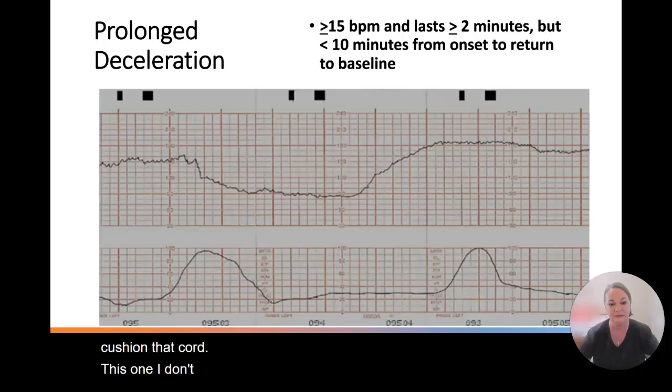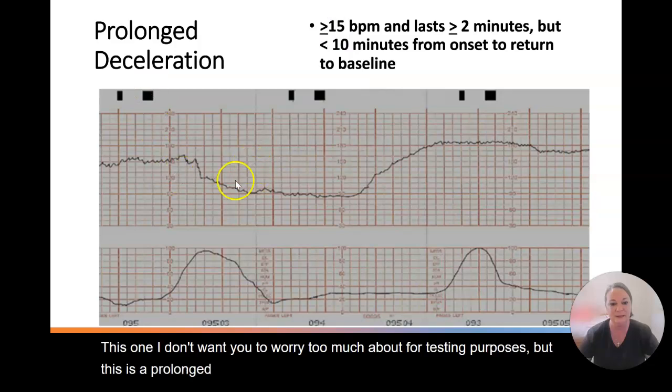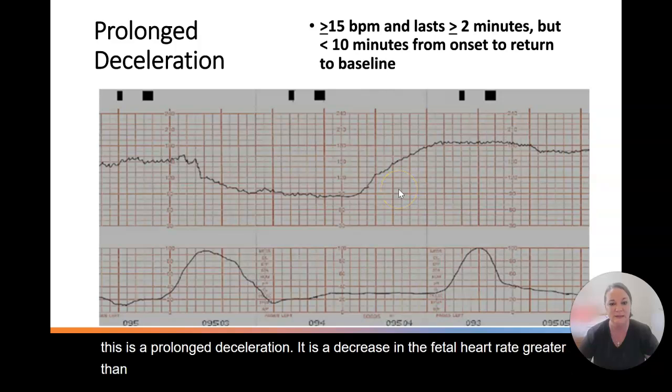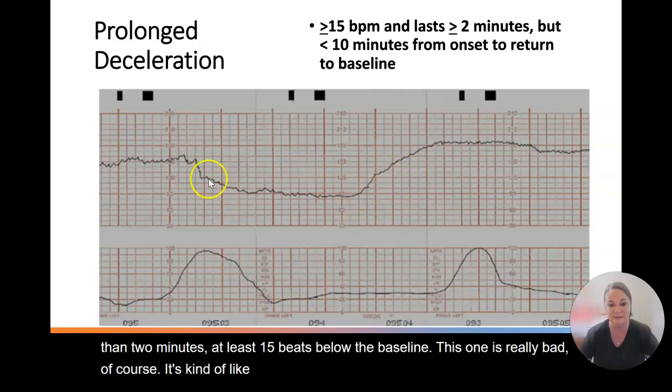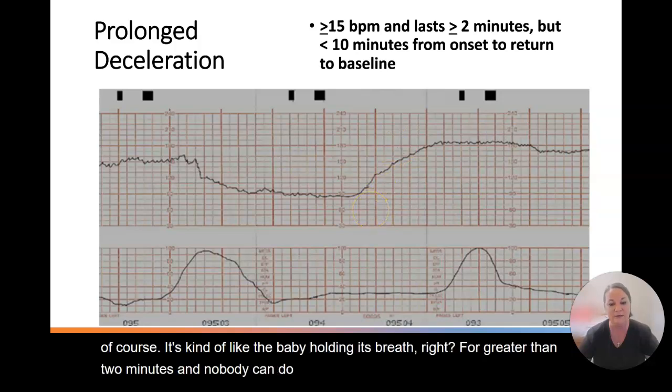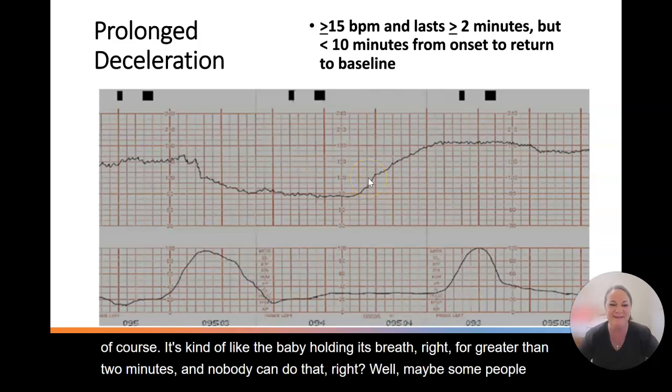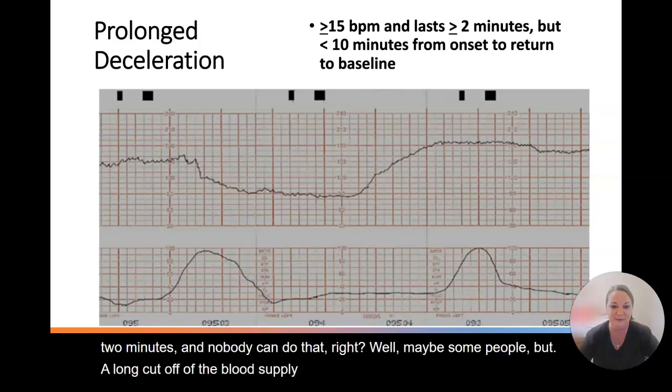This one I don't want you to worry too much about for testing purposes, but this is a prolonged deceleration. It is a decrease in the fetal heart rate greater than 2 minutes, at least 15 beats below the baseline. This one is really bad. Of course, it's kind of like the baby's holding its breath, right? For greater than 2 minutes, and nobody can do that, right? Well, maybe some people. But that's a long cut off of the blood supply. So this is bad. We would want to do all of our intrauterine resuscitation.